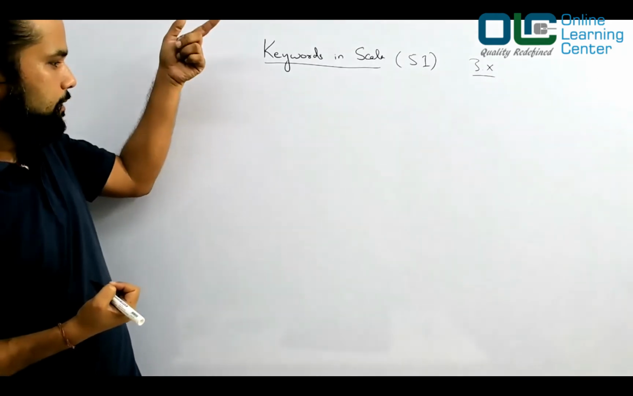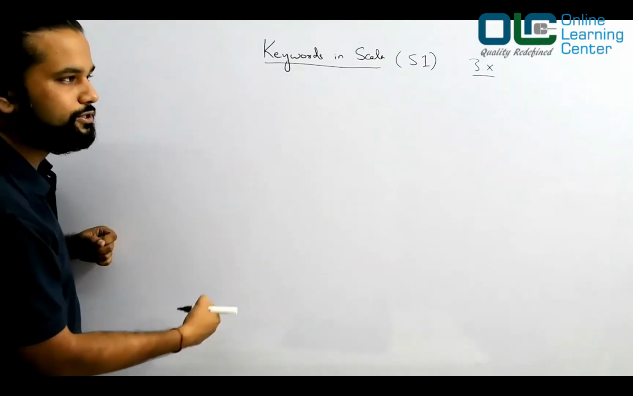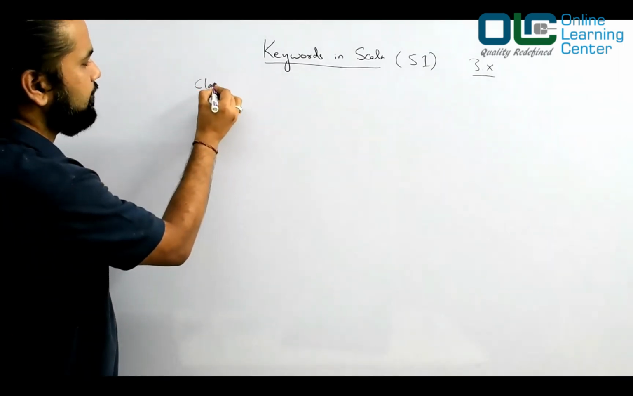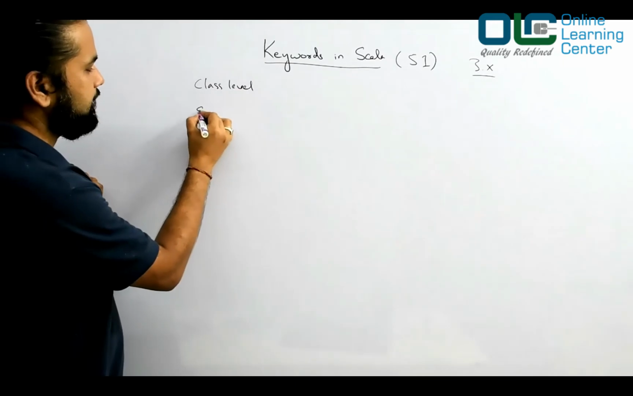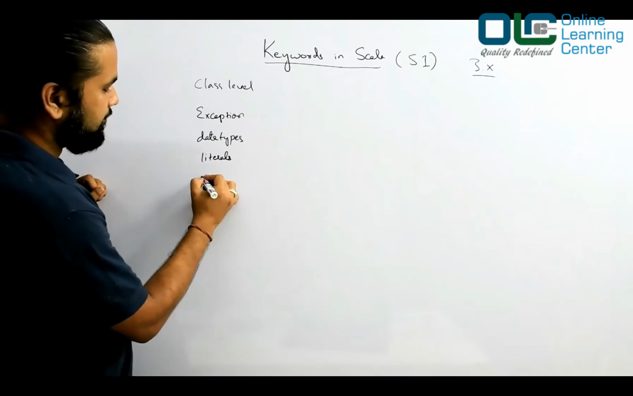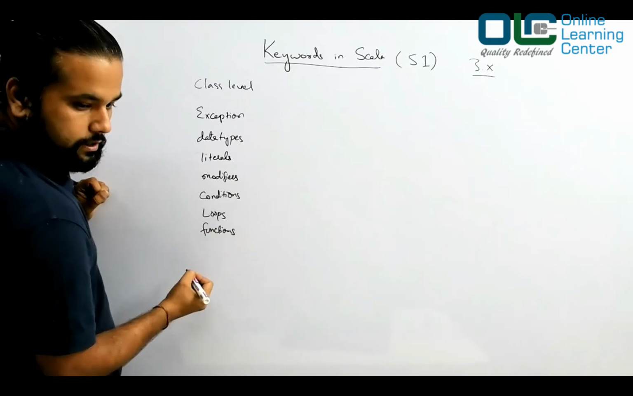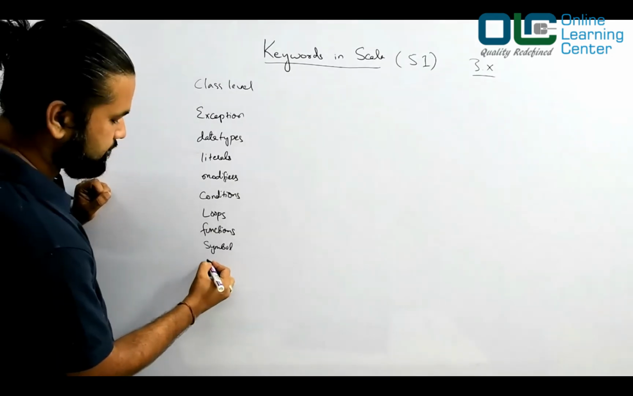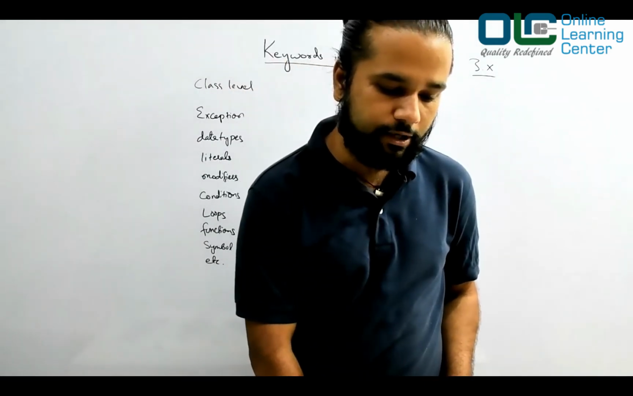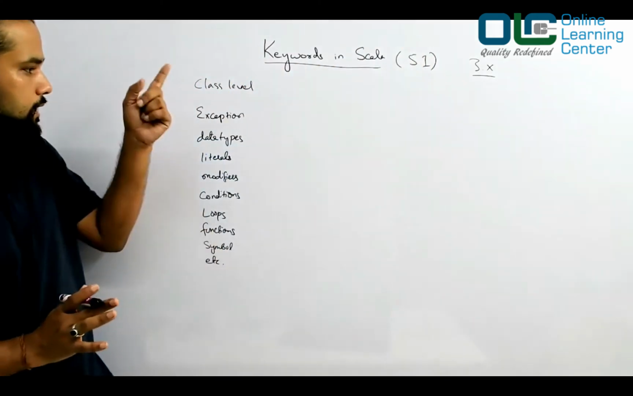Let's put them together on the board. I'll classify them as per the usage. I'll start with class level first. Then you have exception handling, data types, literals, modifiers, conditions, loops, functions, symbols, and then etc. Based on the usage, I've just broken them into these categories. Let's understand what comes under each of these categories.